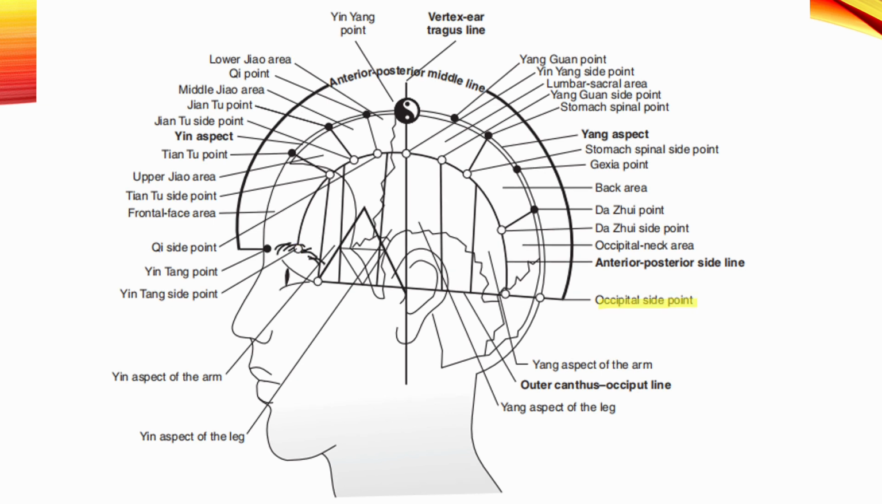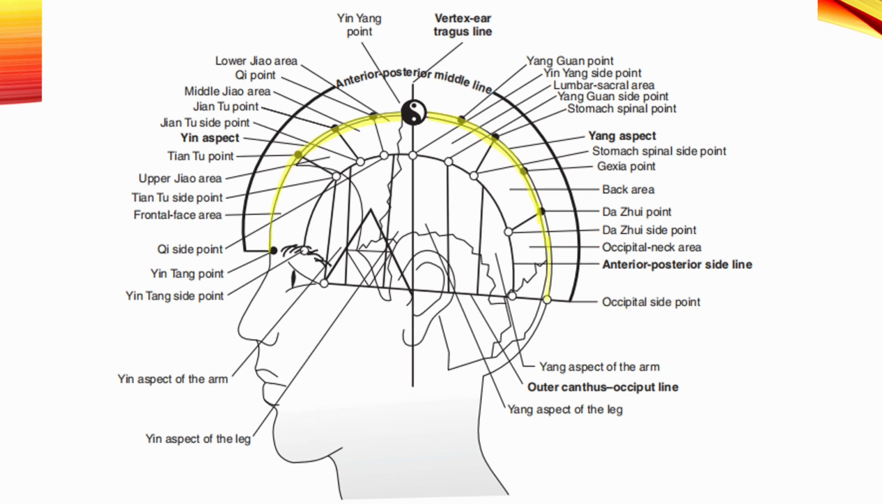Occiput side point. This is the intersection point between the anterior-posterior side line and the outer canthus occiput line. Yin-Yang aspect. These are the two areas separated by the vertex ear tragus line. The anterior aspect is the Yin area and the posterior aspect is the Yang area.